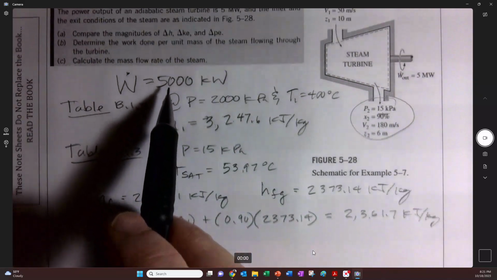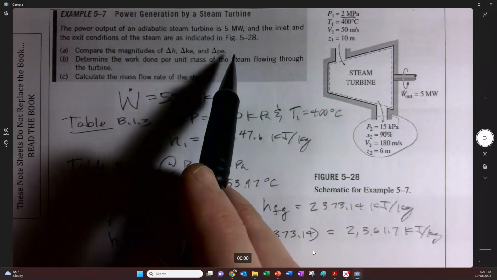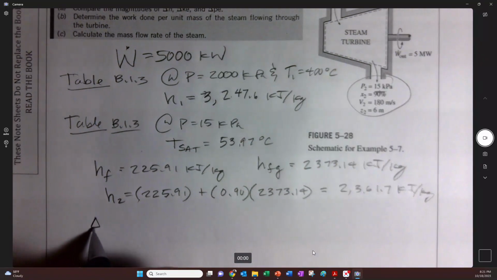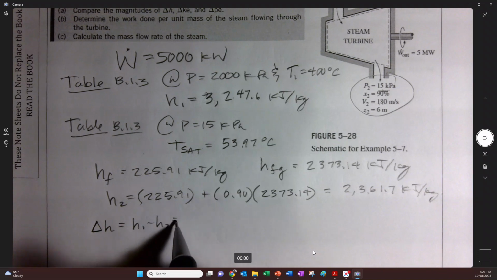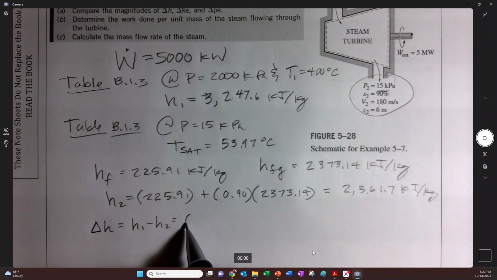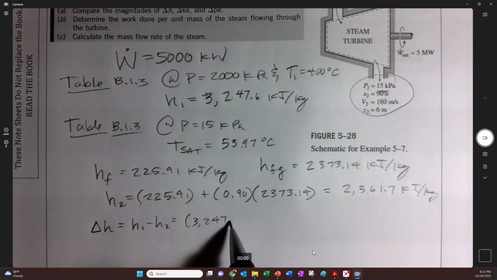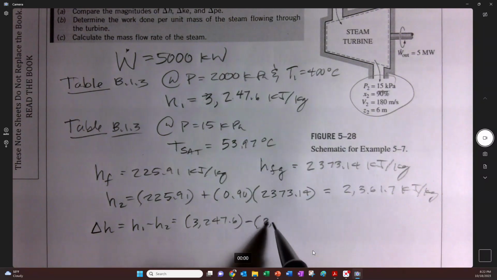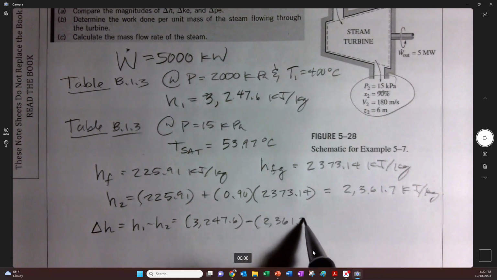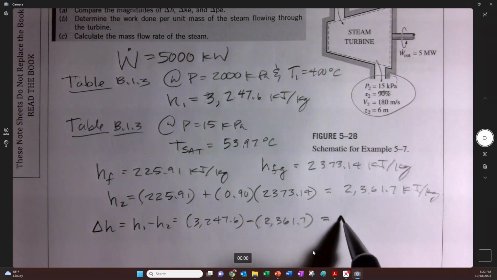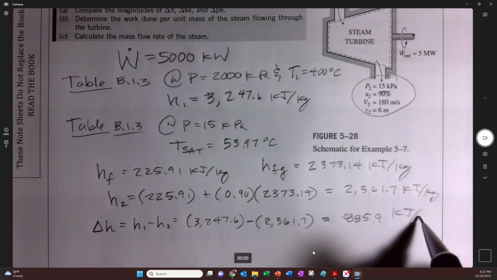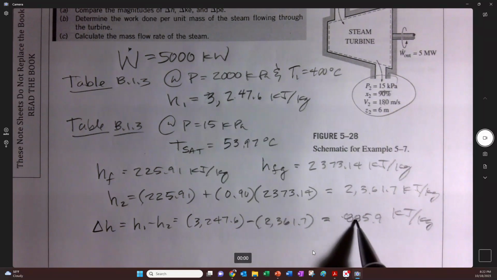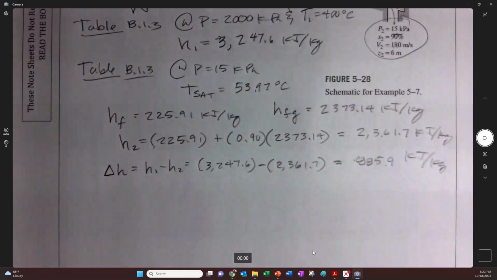Because they're asking for this thing about delta H to delta K. Okay, we can go ahead and do the delta H now. Delta H is just going to be H1 minus H2, which is 3247.6 minus 2,361.7. So delta H is 885.9 kilojoules per kilogram. I can tell you right away, that's going to be a lot more than the other ones are going to be.